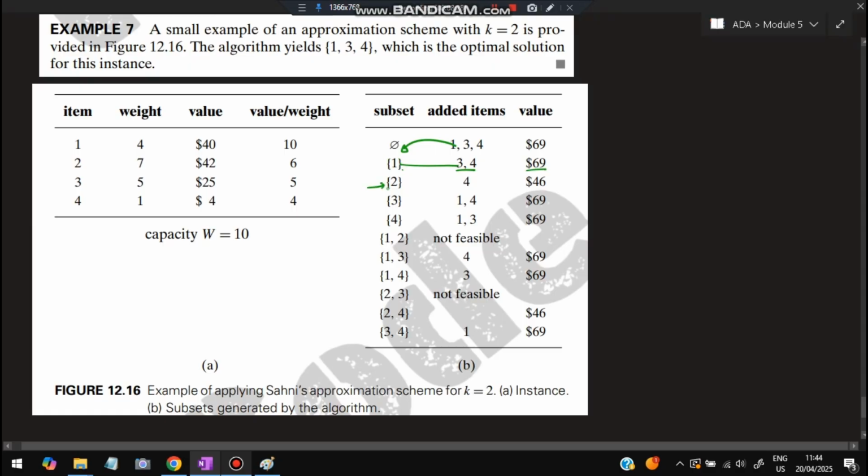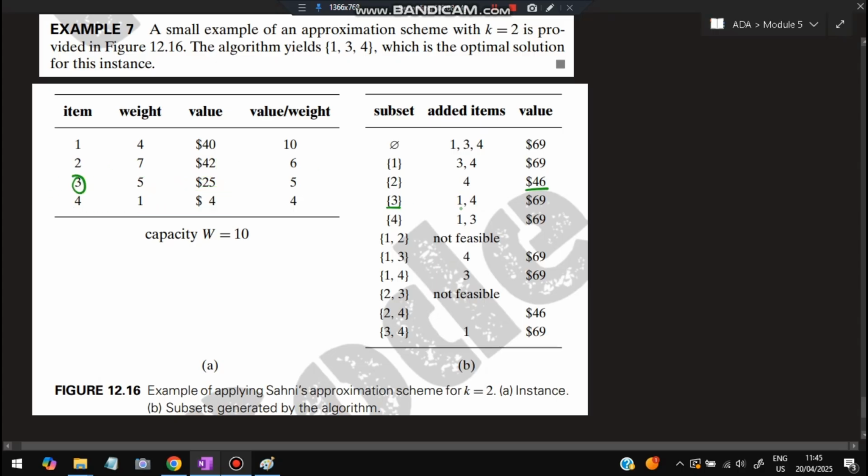Then consider 2. If I consider 2, means second item weight is 7. If I have 7, which elements can I select? Can I select 4? 7 plus 4 I can't do. Can I select 5? 7 plus 5 I can't do. 7 plus 1 I can do. So fourth element I will be selecting, so I'll be writing here 4, and total cost will be how much? If I select this, I'll be getting 42, and with this I'll select this, it will be 46, so we'll be writing 46 here.